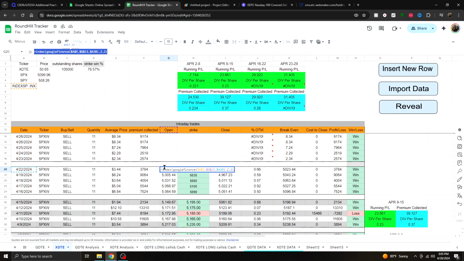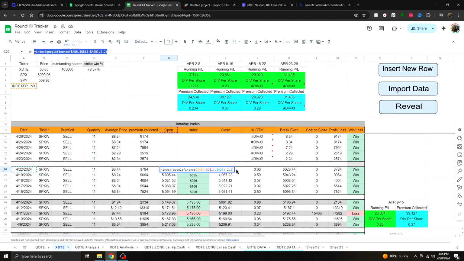So it's basically INDEX(GOOGLEFINANCE), and then it's taking the ticker, which is this right here, and then it's taking the attribute. The attribute would be open, and then it takes the date, which in this case, since it's in this row, is this date. If it's over here, then it would take one of these dates. So I just correlate it to whatever row it's in.